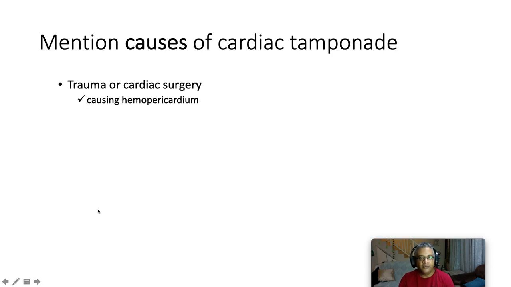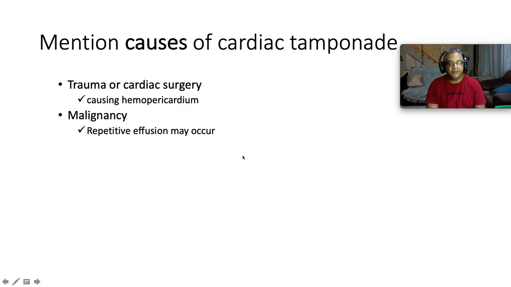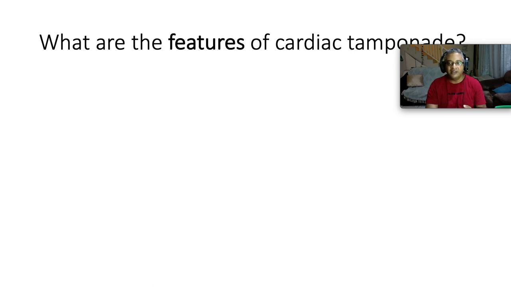Okay, what are the causes of cardiac tamponade? It can be on account of trauma or cardiac surgery, which indeed is going to cause hemopericardium, malignancy, in that repetitive effusions may occur, myocardial rupture, descending aortic aneurysm. Sometimes any cause of pericardial effusion may indeed result in tamponade.